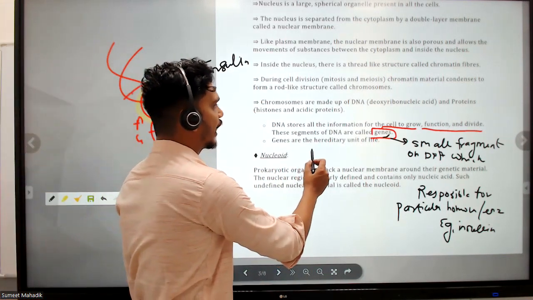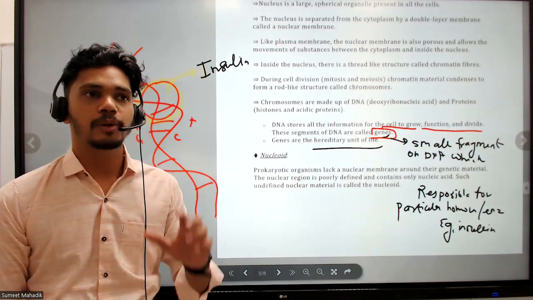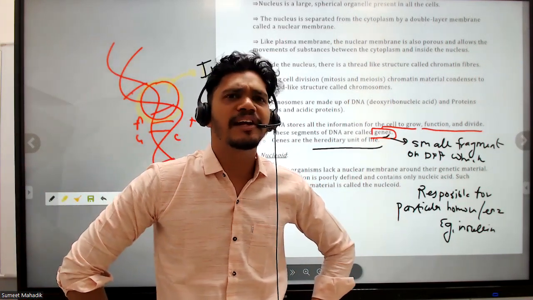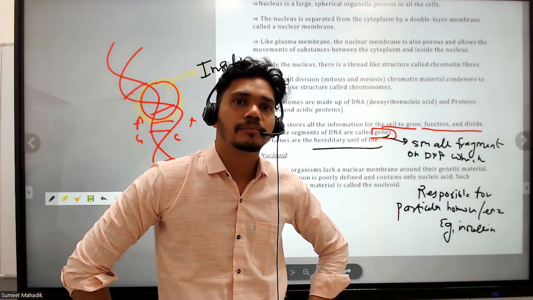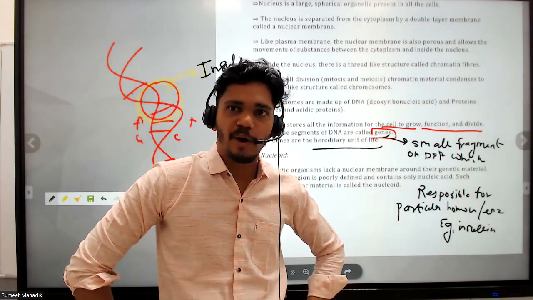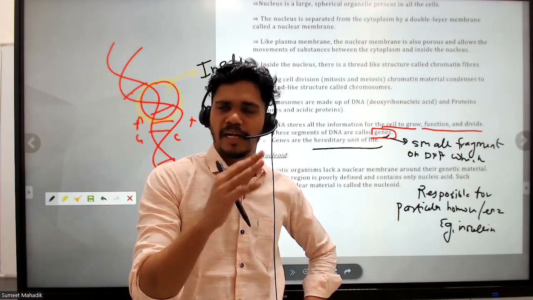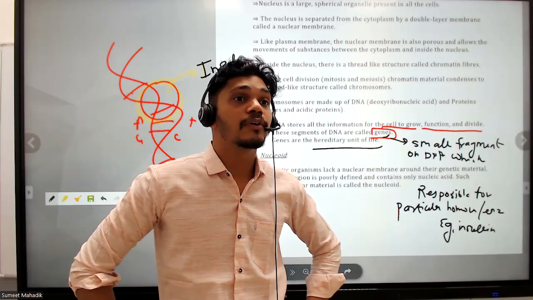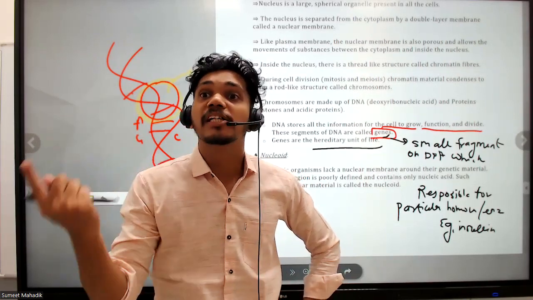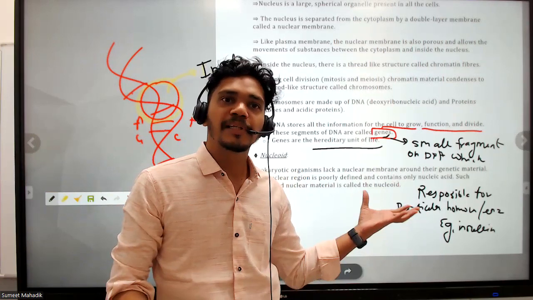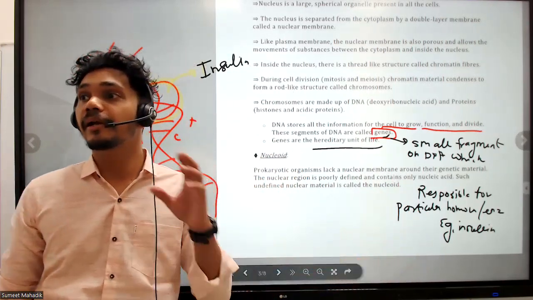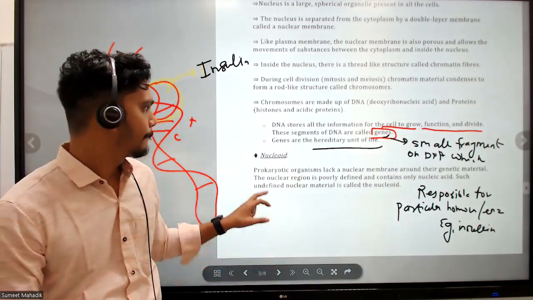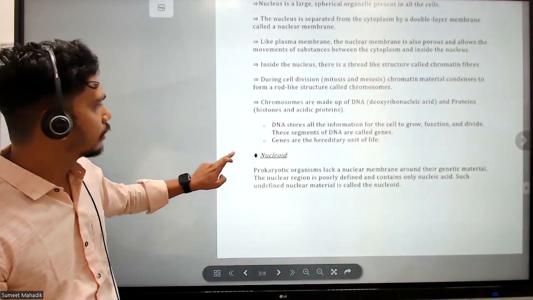Genes are the hereditary unit of life. When you talk about genes as the hereditary unit of life, what is heredity? Your answer is correct, but I want a more sophisticated answer. What is heredity? Transfer of genetic material via genes. So heredity is nothing but the transfer of hereditary material. What is hereditary material? Genetic material. Okay, done.